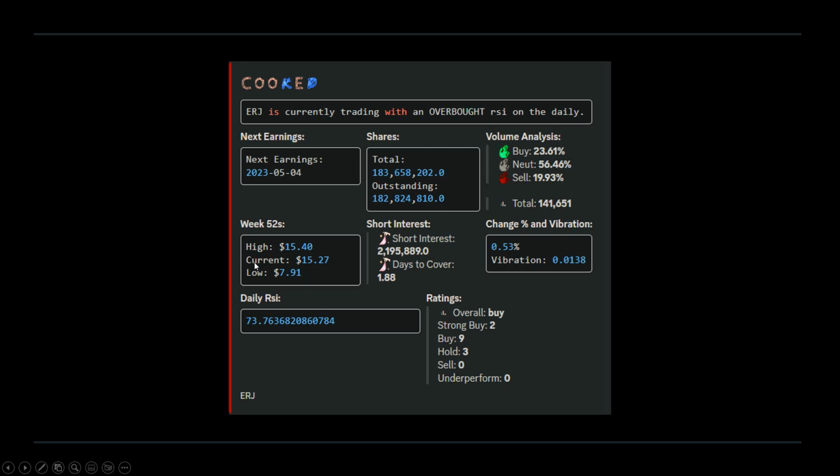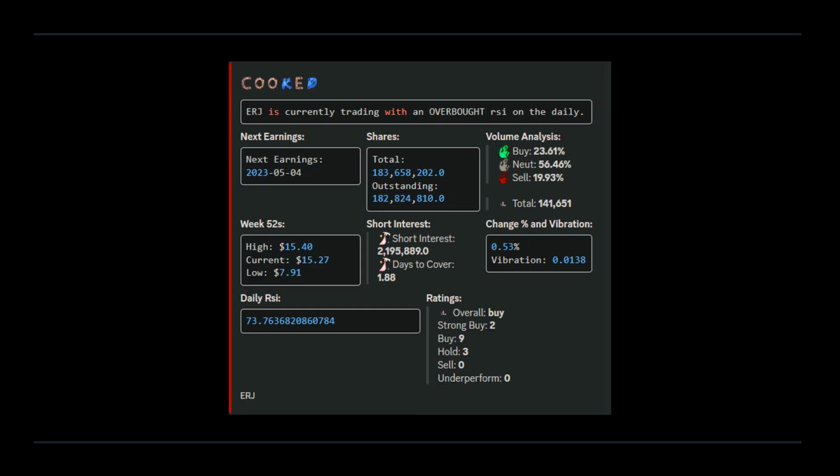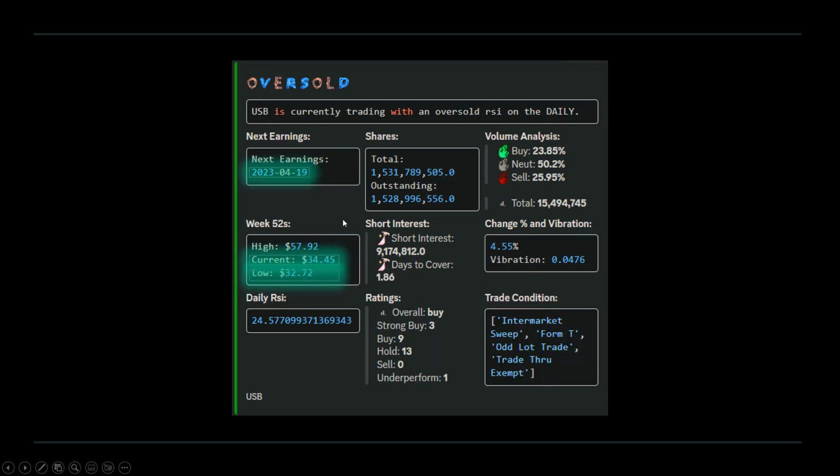You want to make sure you're paying attention to where the price is versus the high. So if you take note, check out this one. This one is on the oversold channel. The current price is 34. The low on the year is 32. This one is overbought. The current price is 15, and the high on the year is 15.40. So again, you see how they basically mirror each other. This one's overbought. The price is near the 52-week high. This one's oversold. The price is near the 52-week low. How about that?